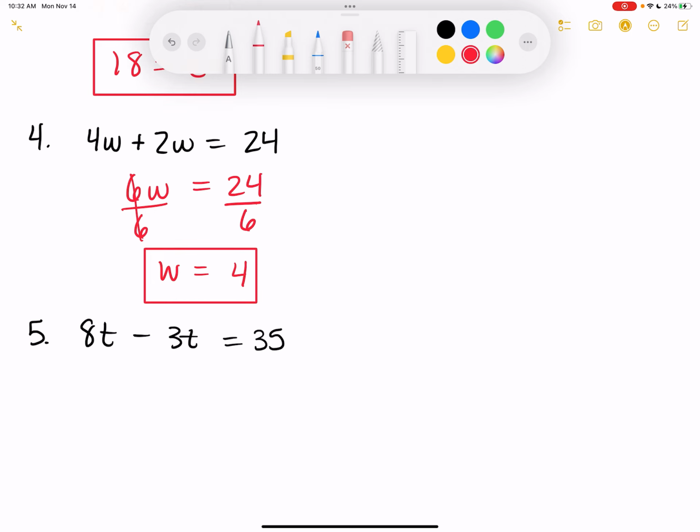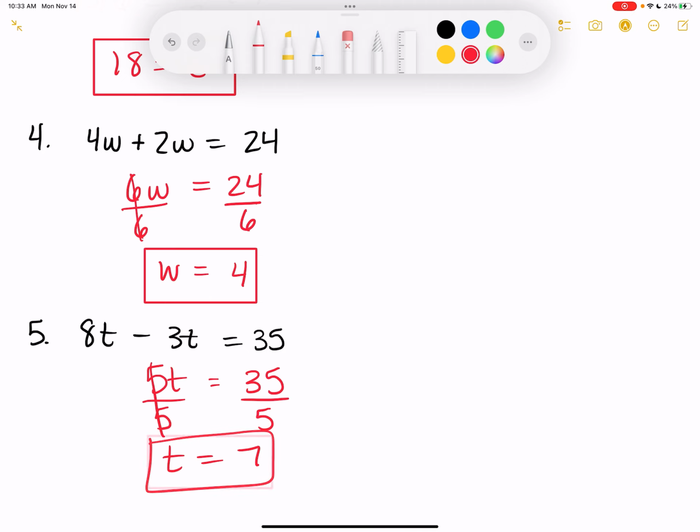So 8t minus 3t would be what? 5t. 5t equals 35. Then what? And then we're gonna divide. Divide 5 into 35 too. It's 7. So then t equals 7. Absolutely amazing.